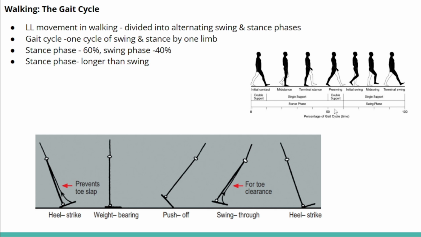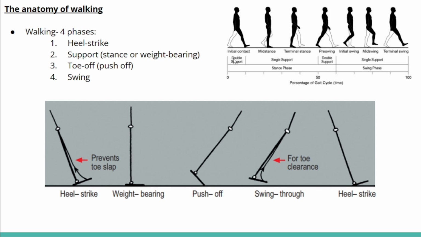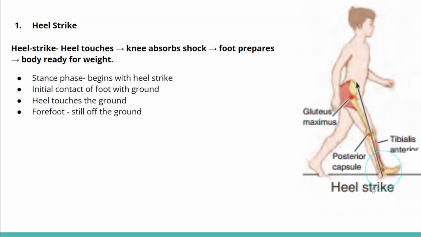In walking, the stance phase is longer than the swing phase. Even though there are several sub-phases, I will describe the anatomy of walking in 4 phases. These are heel strike, the support phase or the stance or weight bearing phase, the toe off or push off phase, and the swing phase. When we take one limb from one heel strike to another, that is one gait cycle or one walk cycle. First we'll start with the heel strike.